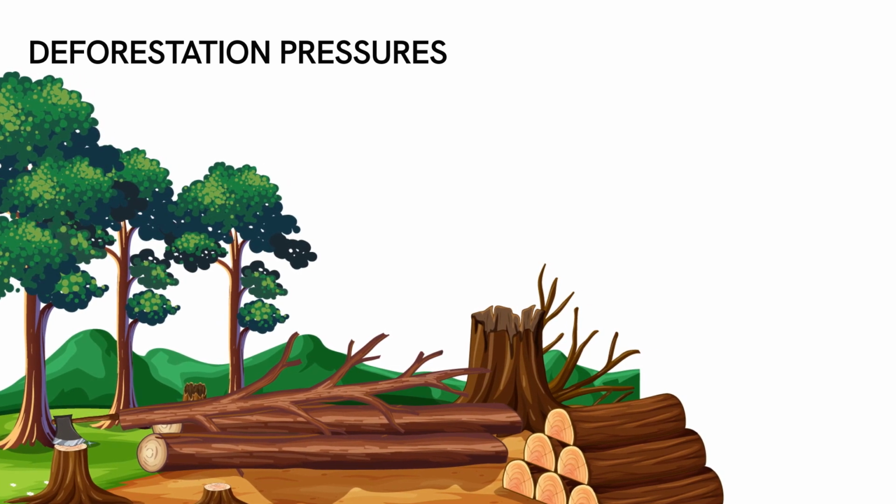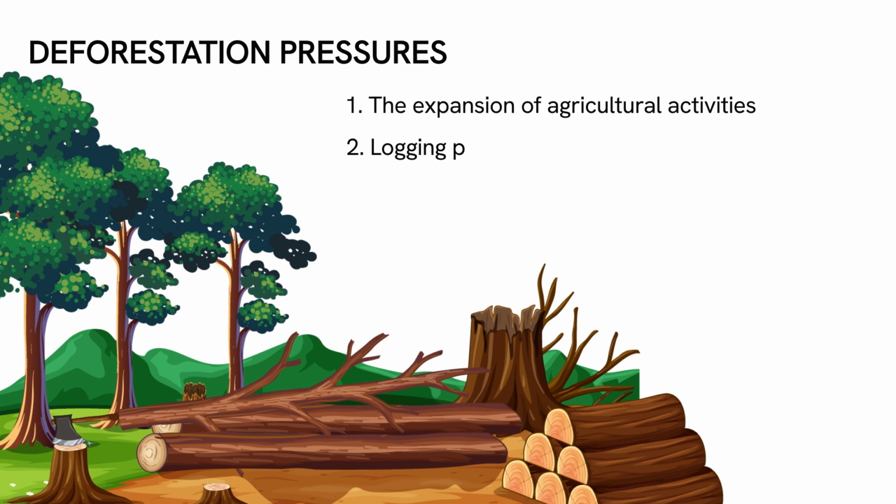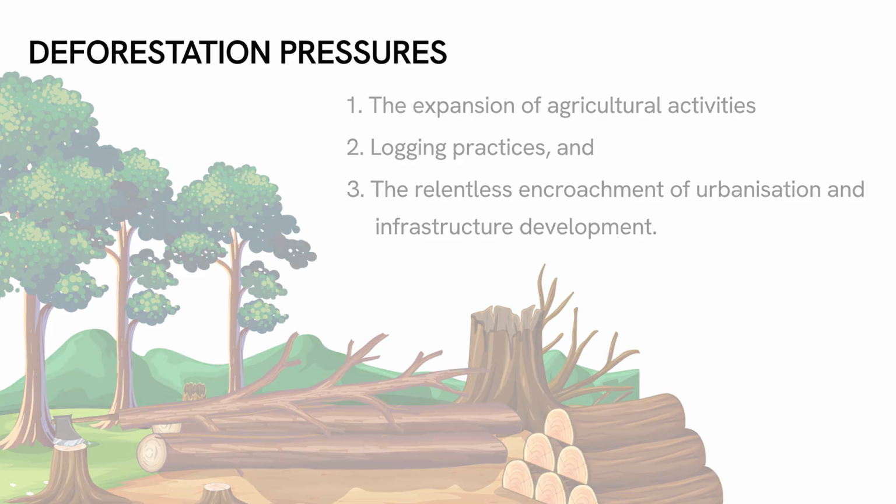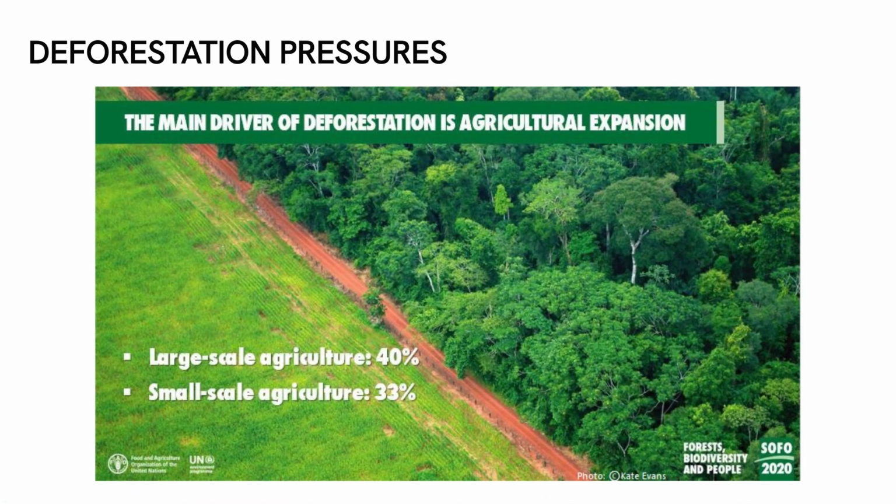This alarming trend is primarily fueled by: 1. The expansion of agricultural activities, 2. Logging practices, and 3. The relentless encroachment of urbanization and infrastructure development. Agricultural expansion remains a major driver of deforestation, with the increasing demand for food and cash crops pushing the boundaries of forests. The World Wildlife Fund, WWF, underscores the profound implications of this trend, noting that nearly 80% of Earth's terrestrial biodiversity relies on forests for their habitat.